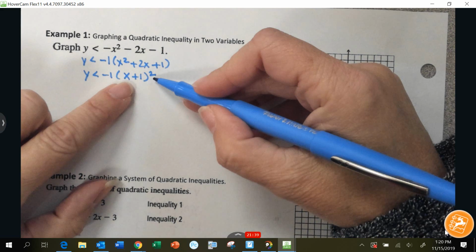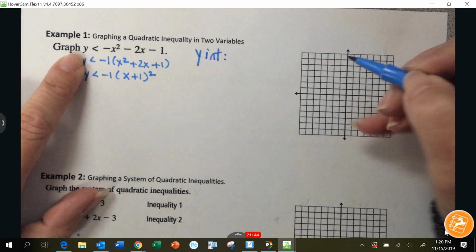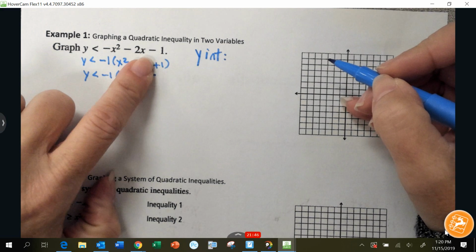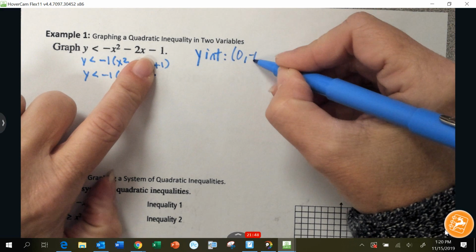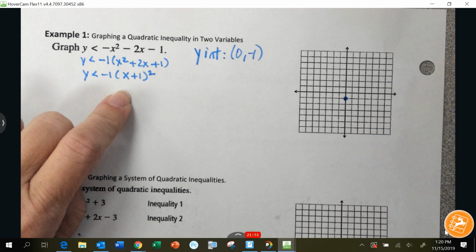Okay, well this wasn't giving me the y-intercept. We can go find the y-intercept. How would I find the y-intercept? Plug in 0 for x. So the y-intercept is at 0, negative 1. Done. What can I find from this?